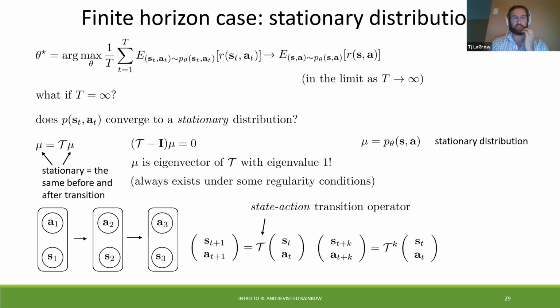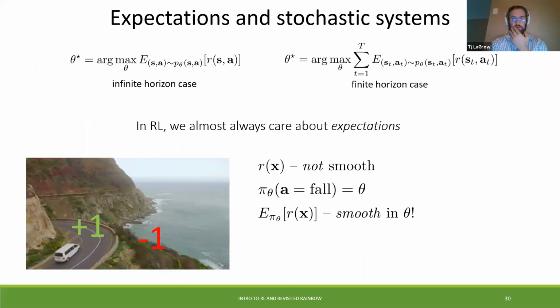That way we can get to the discrete case, which changes our function, where we can estimate the policy given the reward function with a state and action in the limit as transitions go to infinity, with the law of large numbers. With expectations and stochastic systems, we either have an infinite horizon case or a finite horizon case, but mostly we care about expectations. The reward function is not ever going to be smooth, because in a given car, we don't necessarily want to reward ourselves for staying on the road and then falling off the road at the same time, because we'll have sort of an equal observation of both.